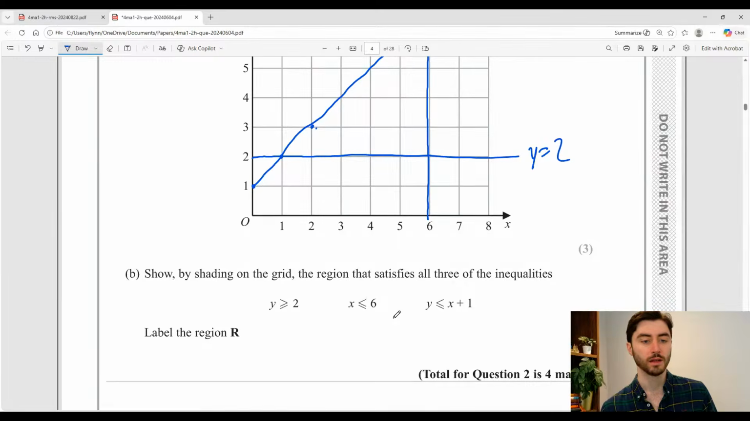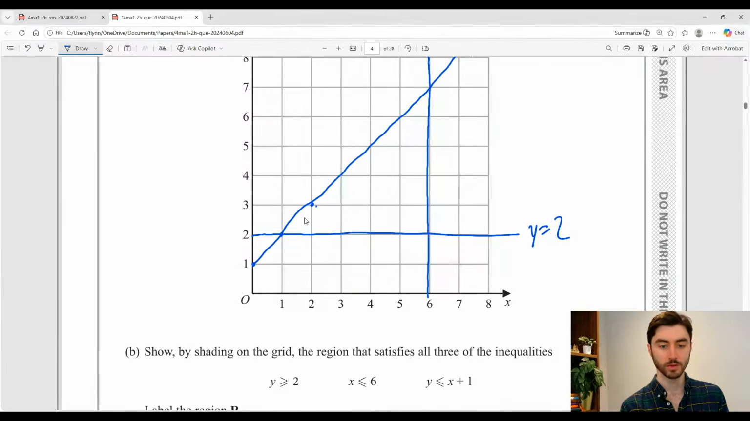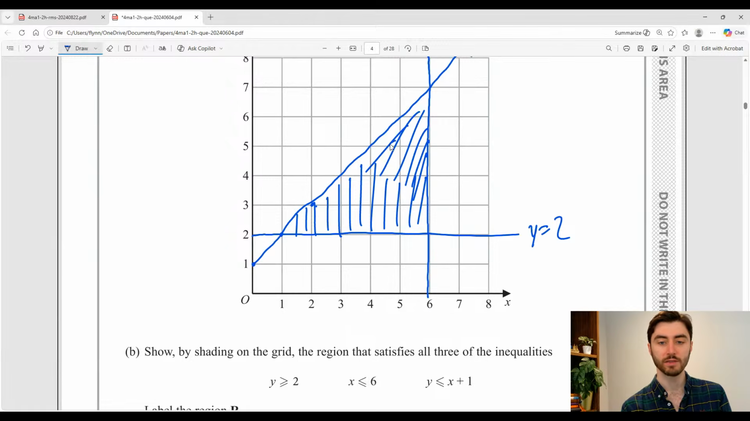So then show by shading on the grid the region that satisfies all 3 of these inequalities. Well, we need y values bigger than 2, which means it's above that line. We need x values smaller than 6. So we want to be to the left of this line. And we want y values beneath the line. So we want this region in between, where it's to the left of the x equals 6 line, above the y equals 2 line, and below this straight line.